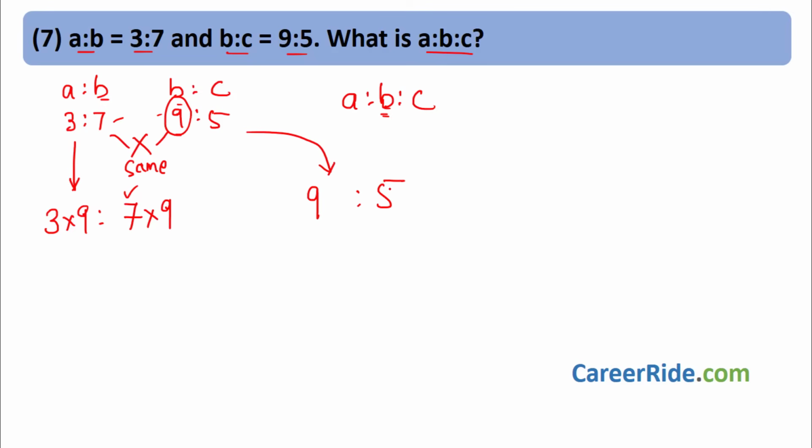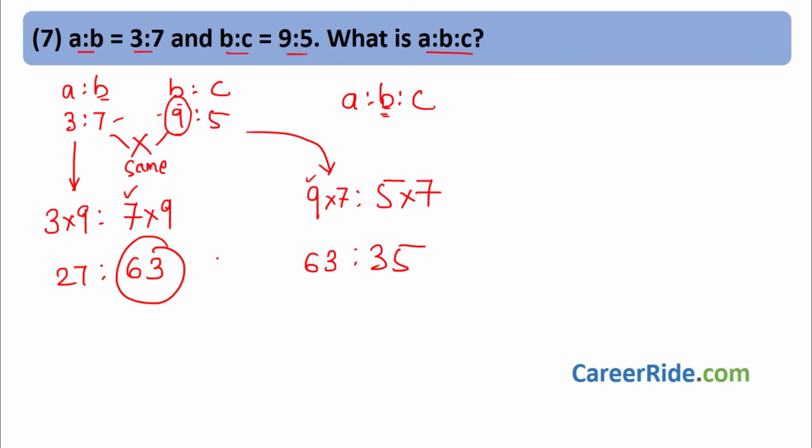Now, what are the two values of B? 7 and 9, but we already have 9 over here. So take this 7 and multiply throughout: 9 into 7, 5 into 7. What do we get? 9 3s are 27, 7 9s are 63, 9 7s are 63, 5 7s are 35.